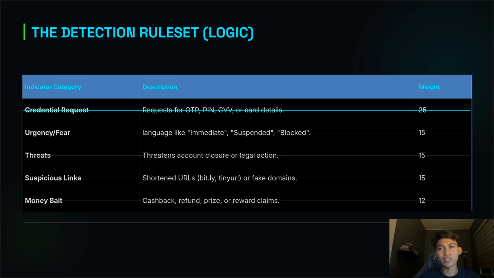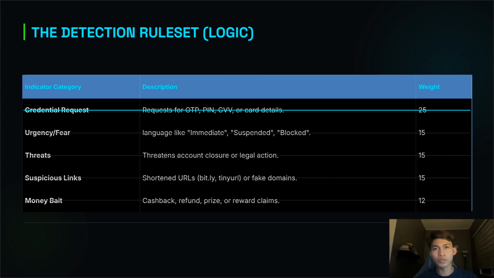Of phishing indicators, assigning customized weight on a cumulative scale of 100 points based on severity. So this is a conditional request, urgency, fear threats, suspicious link, and money bait. The weight is going to show you 25, 15, 15, and so on. By compiling these mathematical vectors, the analyzer establishes a precise risk score out of 100.